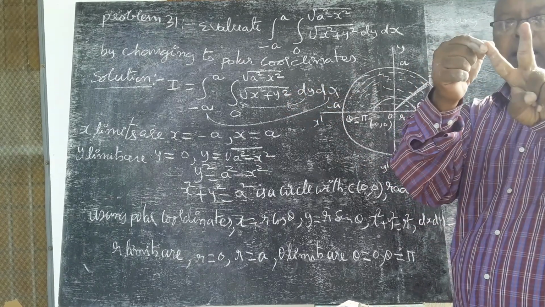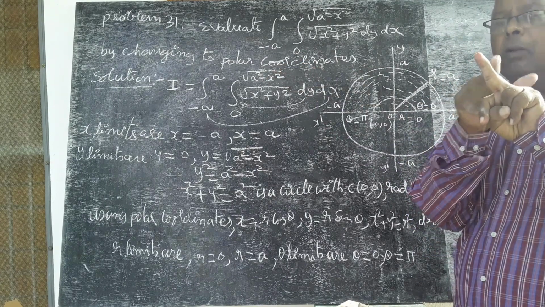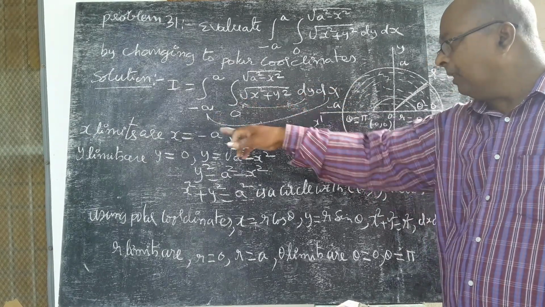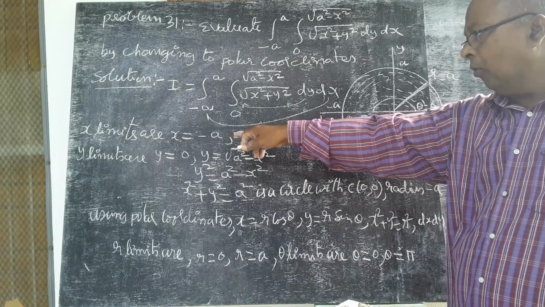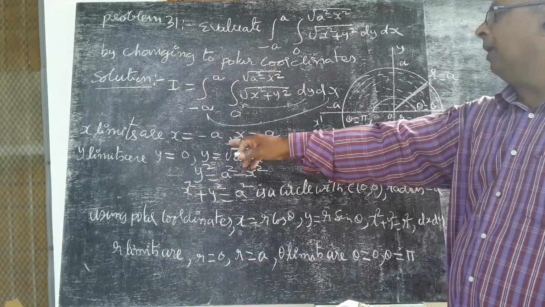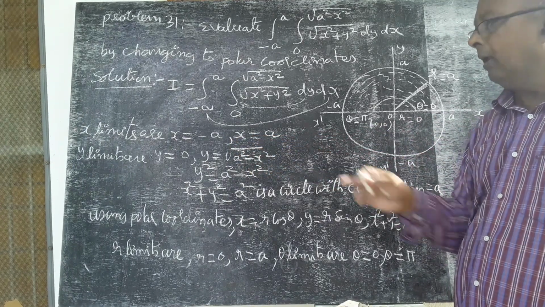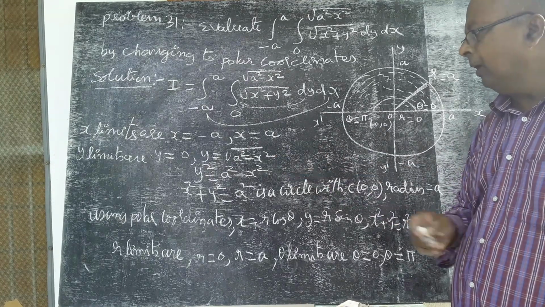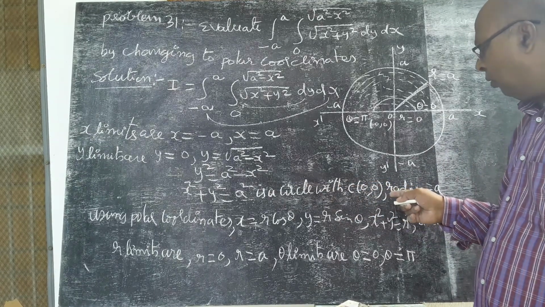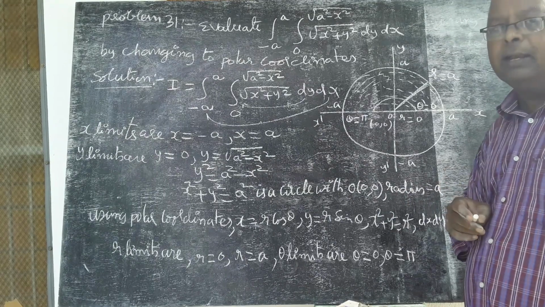So two variables are there, x and y. Here x appears as the outer variable, so we have to integrate first with respect to y. So dy dx, correct. These are x limits, these are y limits. X limits are x is equal to minus a, x is equal to a. Y limits are y is equal to 0, y is equal to root over a square minus x square. Squaring on both sides, x square plus y square is equal to a square is a circle with center O (0, 0), radius a.